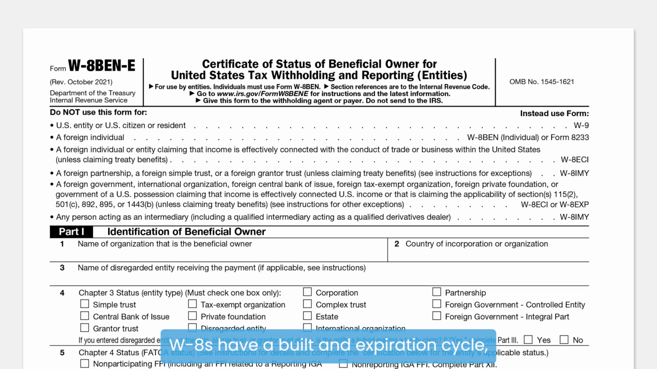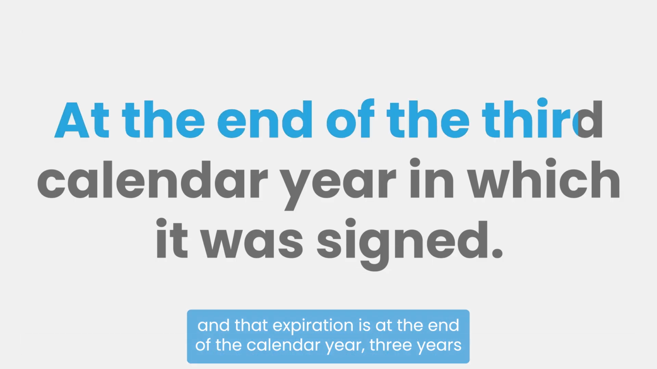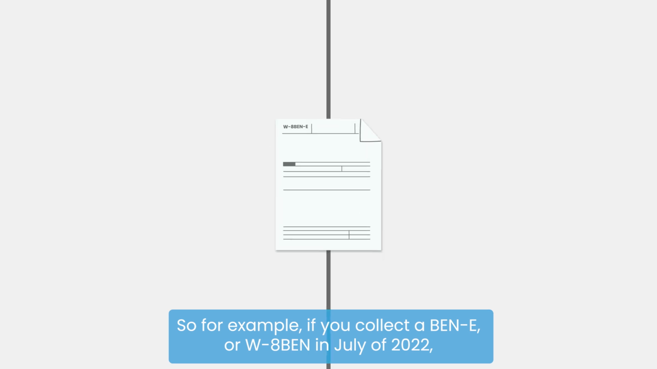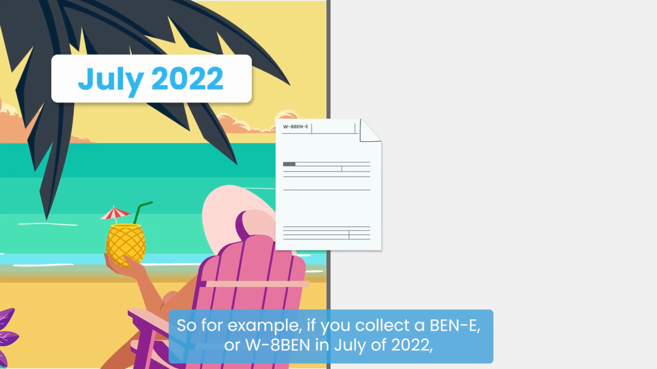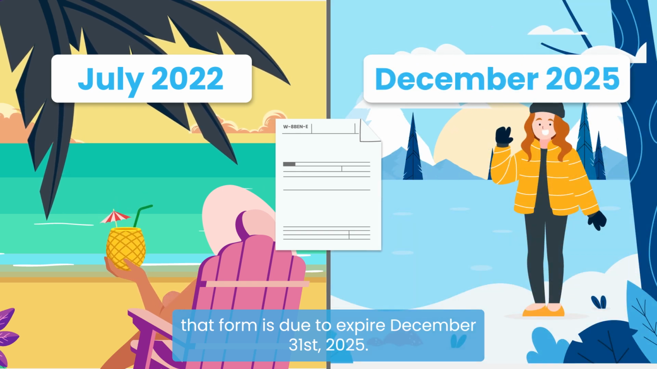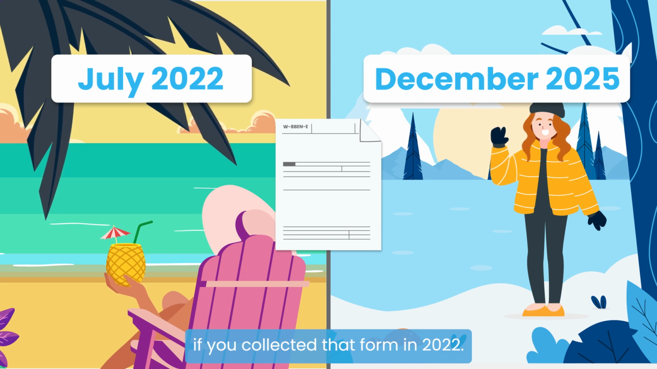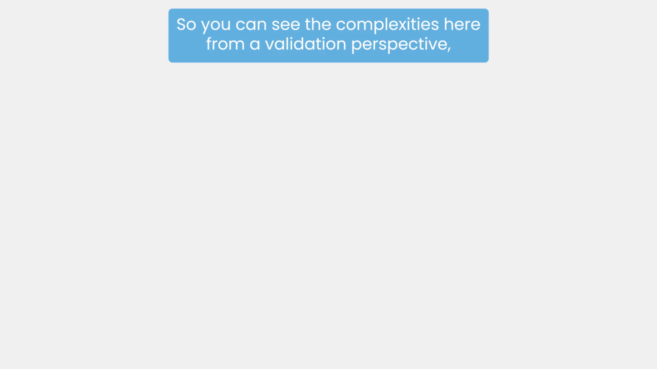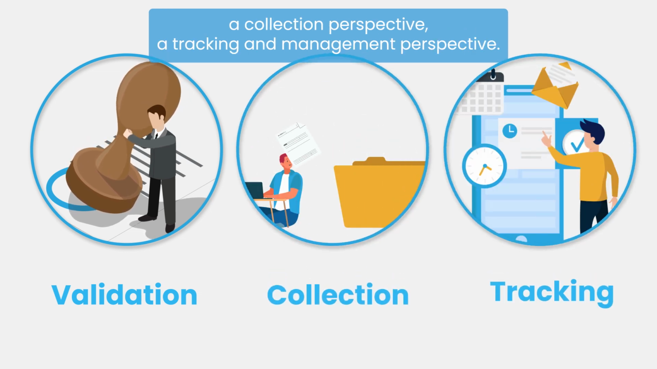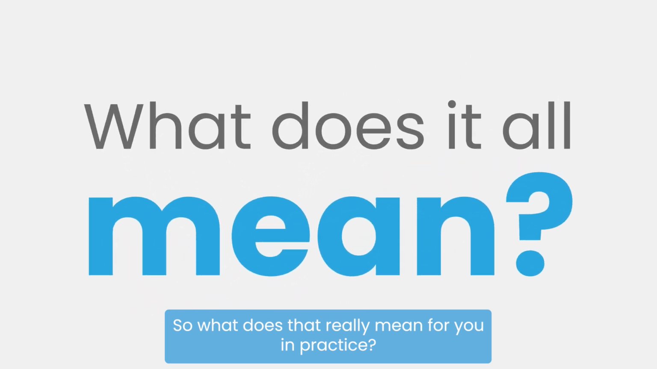W-8s have a built-in expiration cycle, and that expiration is at the end of 3 years, towards the end of the calendar year after they're signed. So, for example, if you collect a W-8BEN-E or W-8BEN in July of 2022, that form is due to expire December 31st, 2025. So it's due to expire at the end of this year if you collected that form in 2022. So you can see the complexities here from a validation perspective, a collection perspective, a tracking and management perspective. So what does that really mean for you in practice?